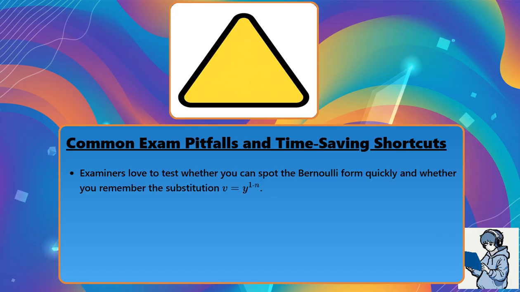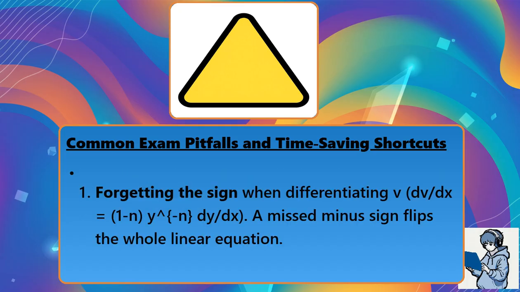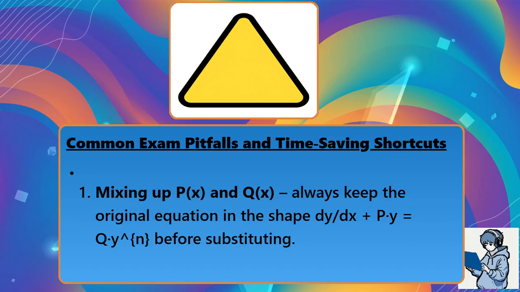Examiners love to test whether you can spot the Bernoulli form quickly, and whether you remember the substitution v equals y to the 1 minus n. Common pitfalls include forgetting the sign when differentiating v: dv by dx equals 1 minus n times y to the minus n dy by dx. A missed minus sign flips the whole linear equation. Mixing up p of x and q of x. Always keep the original equation in the shape dy by dx plus py equals qy to the n before substituting.